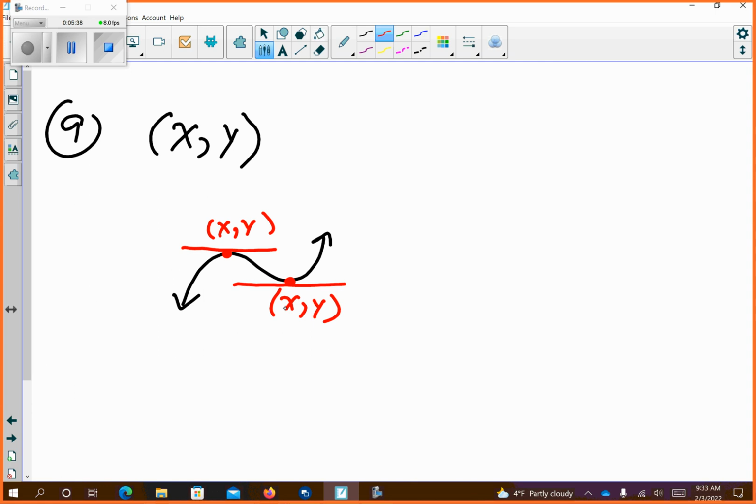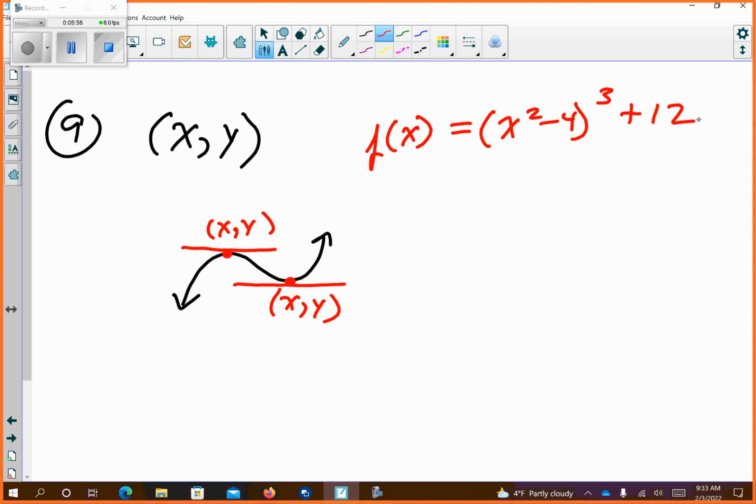So, thoughts? Any thoughts? I haven't really taught this. Let's see if we can decipher it. Let's see if we can use a little logic here.